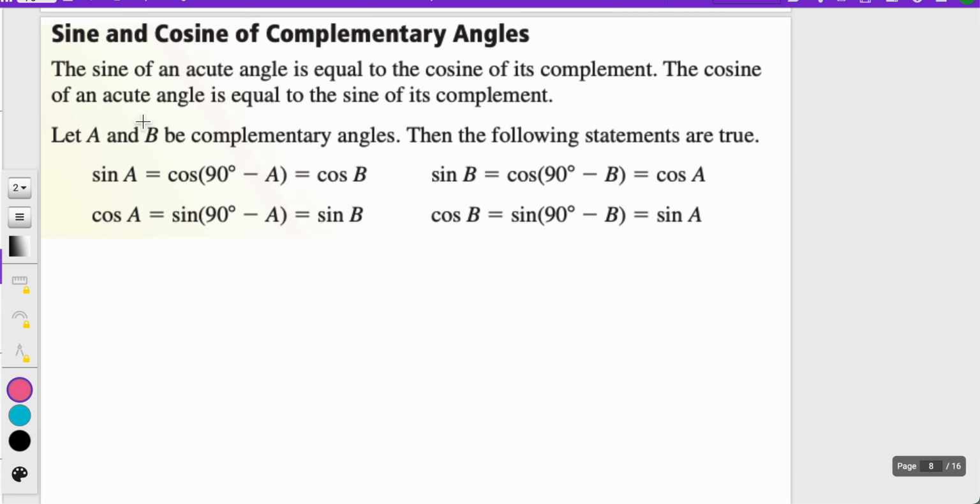If A and B are complementary angles, meaning they're going to add up to be 90 degrees, then the following statements are true. If I would like the sine of A, I can find the cosine of 90 degrees minus A, and that'll give me B, right? Because if they're both equal to 90 degrees, whatever A is, the leftover amount will give me B. The cosine of A is the sine of 90 degrees minus A, to give me the cosine of B. So if I'm using sine, I would calculate the cosine. If I'm using the cosine, I'm going to use the sine to calculate.